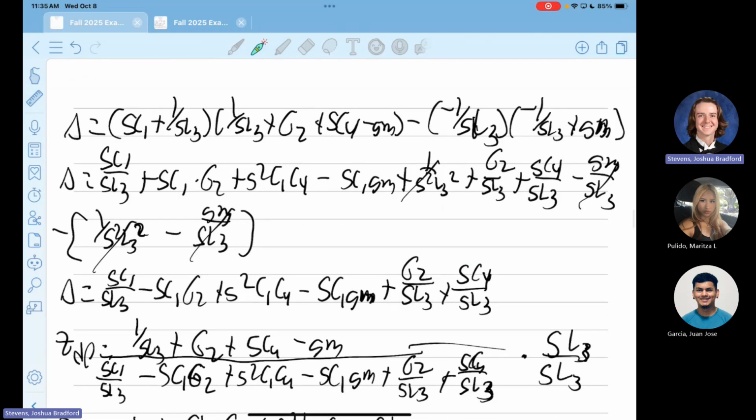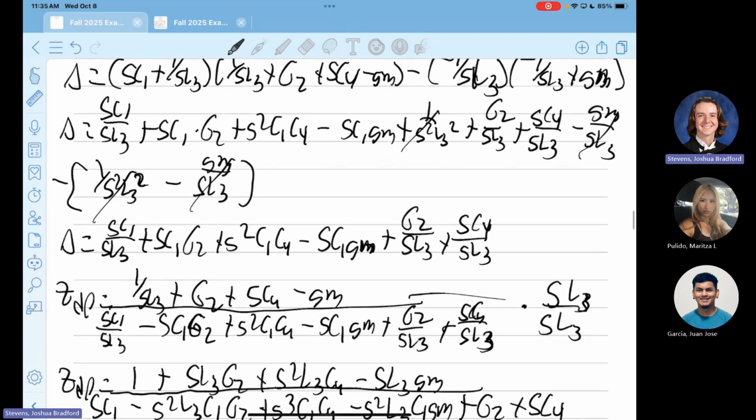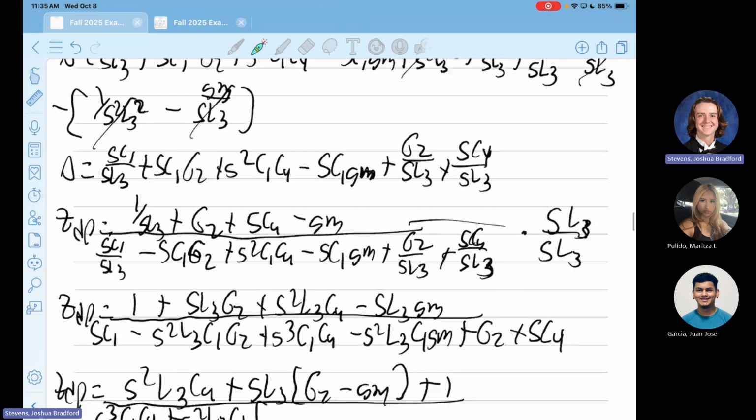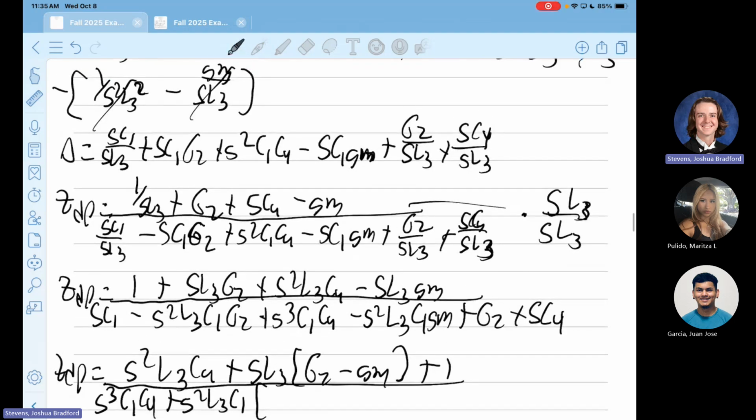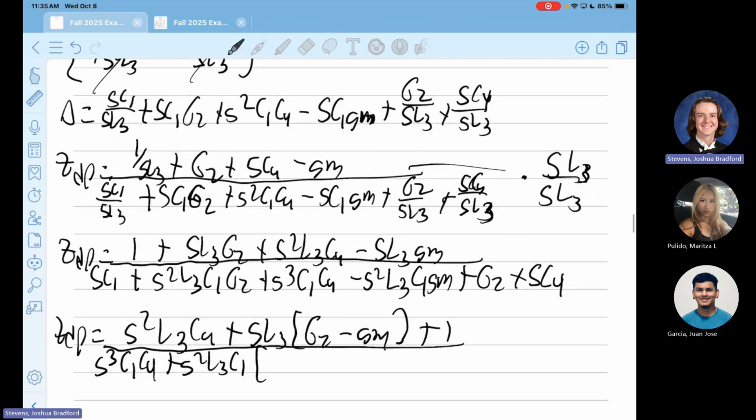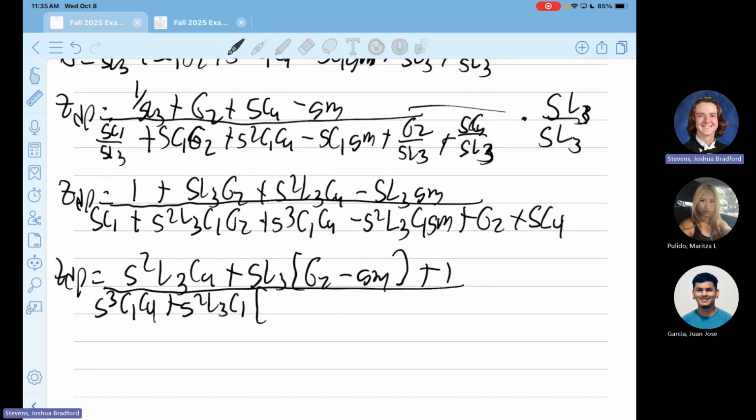I don't know why I did that as a negative. It's supposed to be positive. I made a mistake here. This first term is supposed to be S over SL3 plus SC1 G2. I made a mistake up there. I'm sorry. So right here, that's a positive, and now that is a positive right there. That is my bad. Does everybody see where I made my mistake?